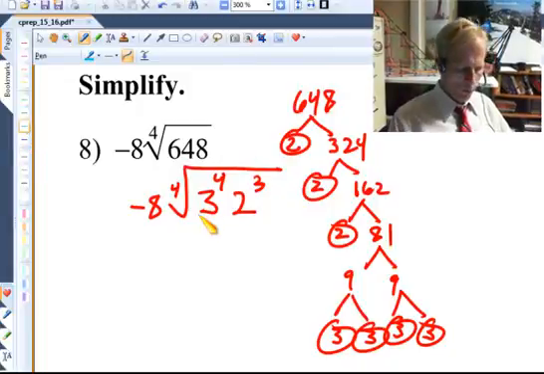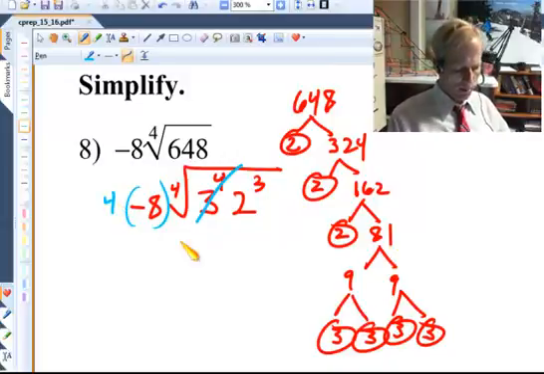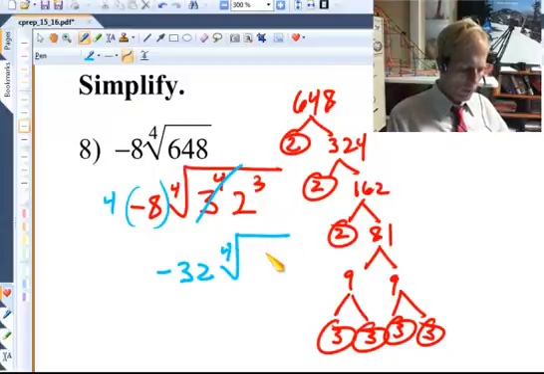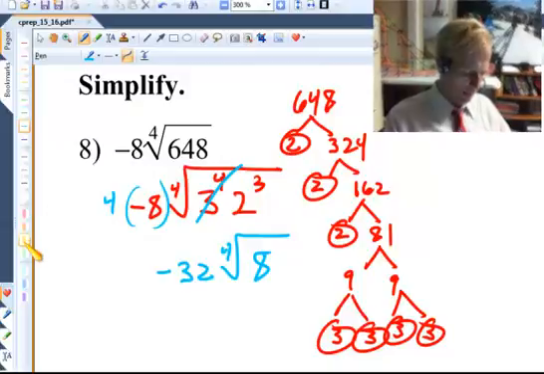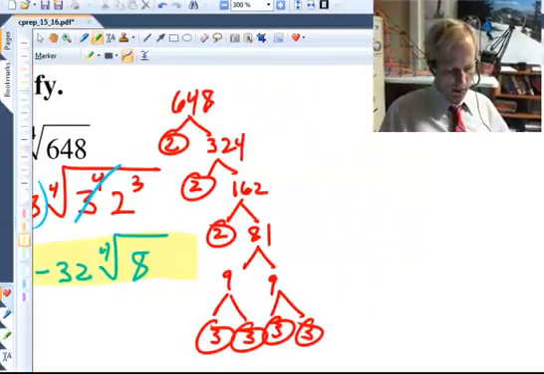Alright, now I go through, every time I see something to the 4th power, I cross it out and write it outside the radical, and then I multiply what's outside together. And what's remaining just stays there, so in this case it is 8. And that's my simplified radical.